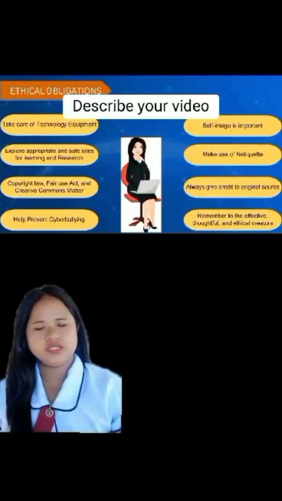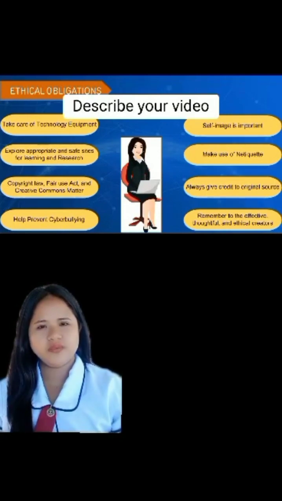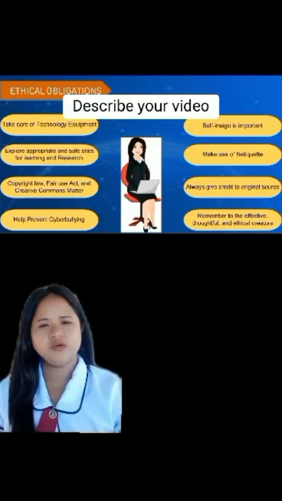Self-image is important. This is relatable to the pictures or videos that you are posting online, whether they have a good or bad impact on other people, and also on your reputation.